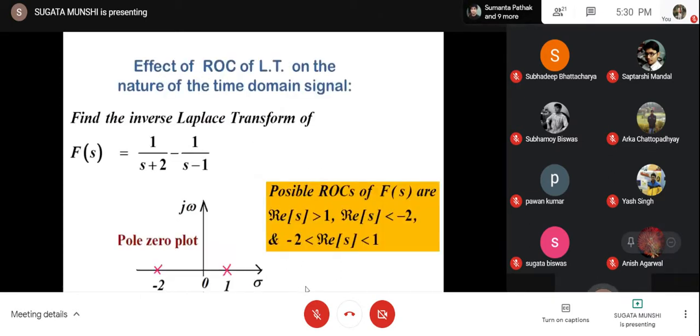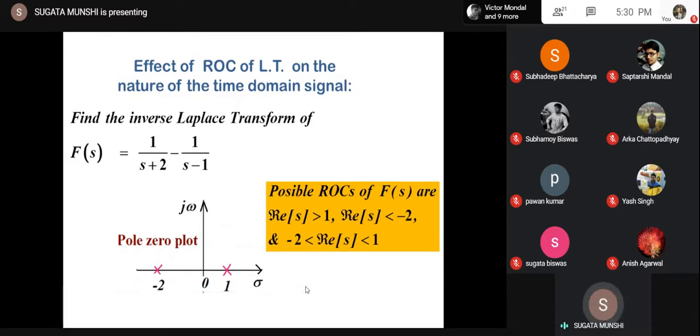Effect of ROC of Laplace transform on the nature of the time domain signal. Here, just for the sake of illustration, you have been asked to find out the inverse Laplace transform of the expression Fs equal to 1 by s plus 2 minus 1 by s minus 1.